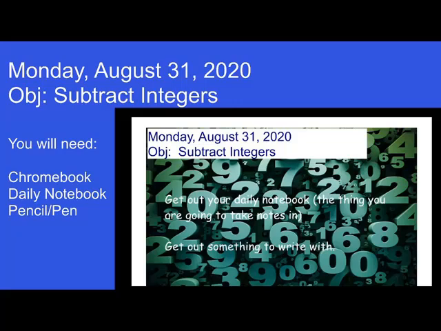Hello class. Today we're going to talk about subtracting integers. So if you remember on Friday we talked about addition. So today we're going to talk about subtraction. So today you're going to need your Chromebook, your daily notebook, and your pencil or your pen.